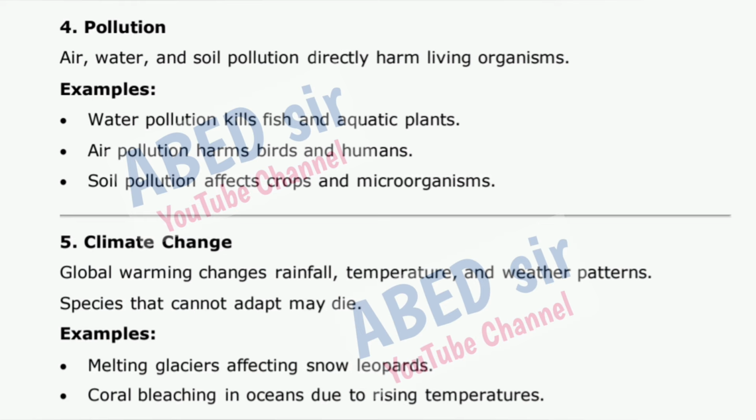5. Climate change. Global warming changes rainfall, temperature, and weather patterns. Species that cannot adapt may die. Examples: melting glaciers affecting snow leopards. Coral bleaching in oceans due to rising temperatures.